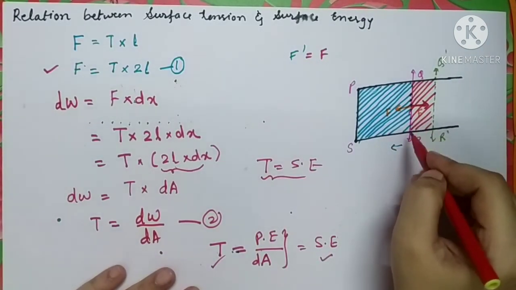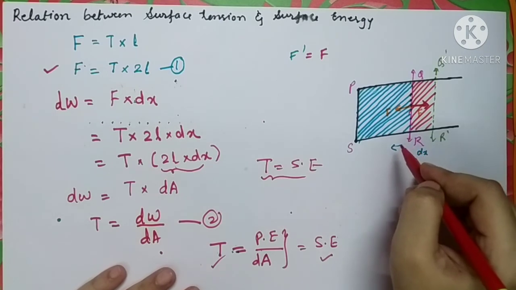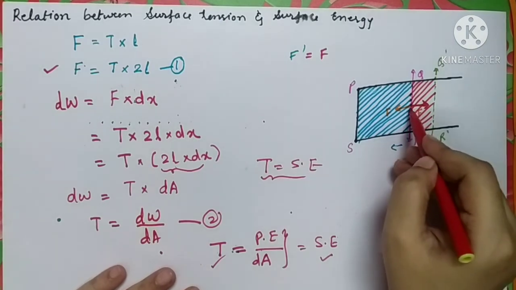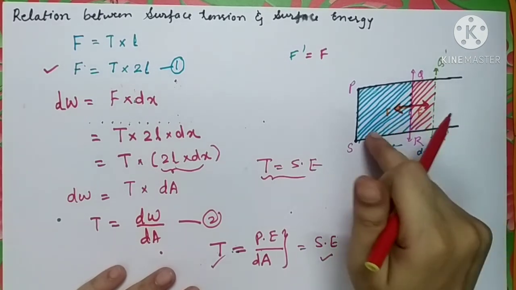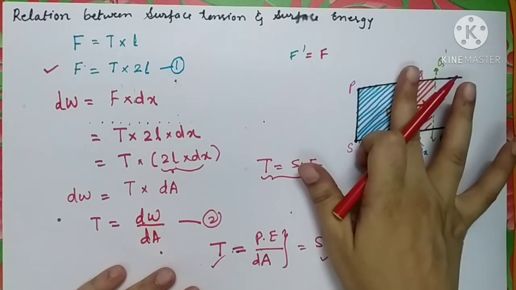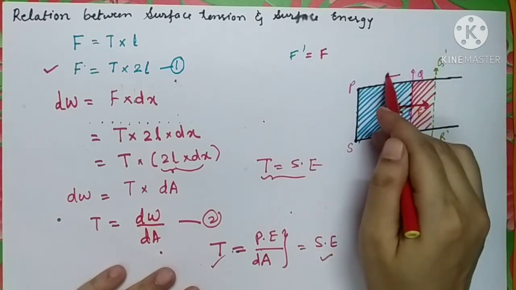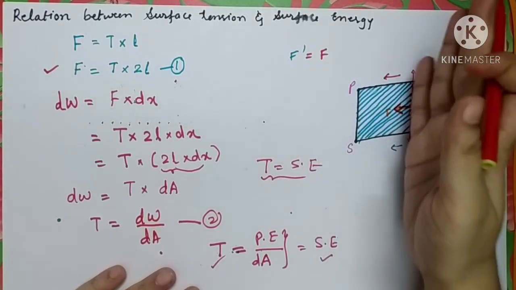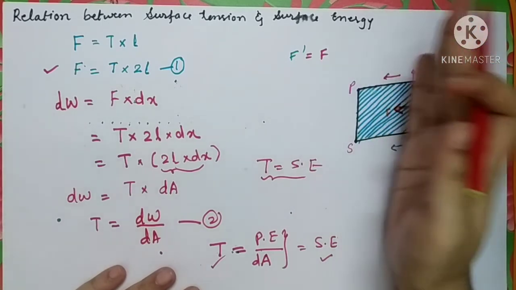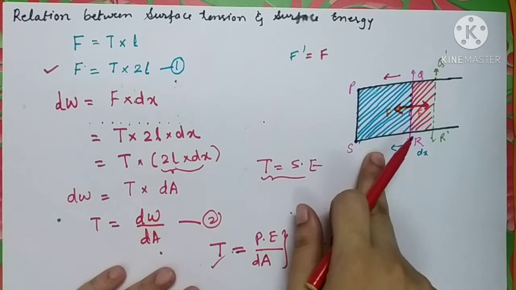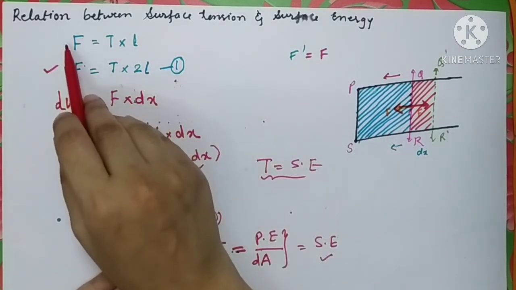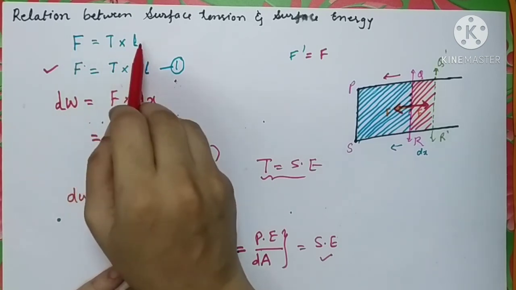And we all know that a liquid soap film will try to minimize its surface area. So that is why the wire QR will be acted upon by a force. That force is called the force due to surface tension, and hence it will try to move towards the side PS. As the wire QR moves towards the side PS, only then does the surface area of the rectangular frame decrease. So here we have written the formula for the force. Force due to surface tension is T into L.